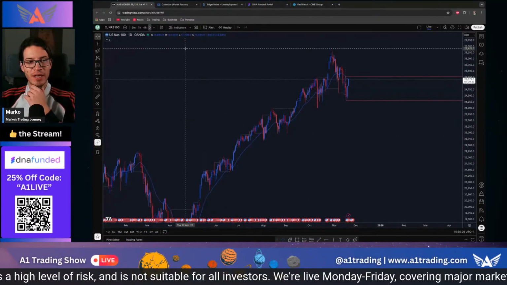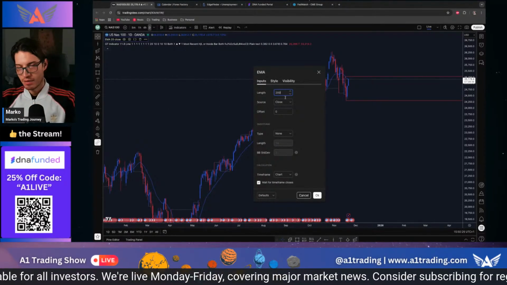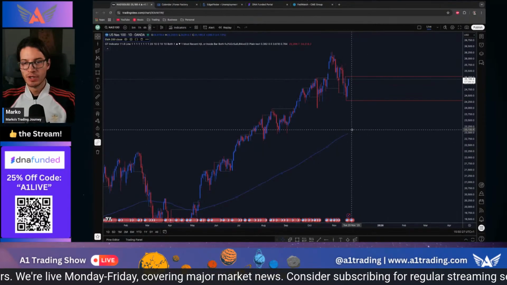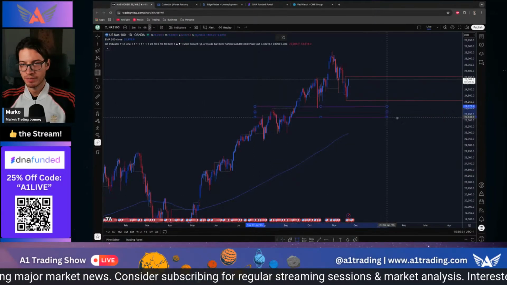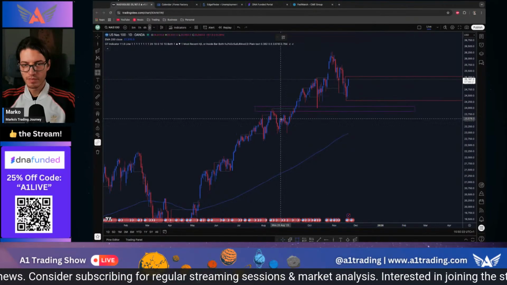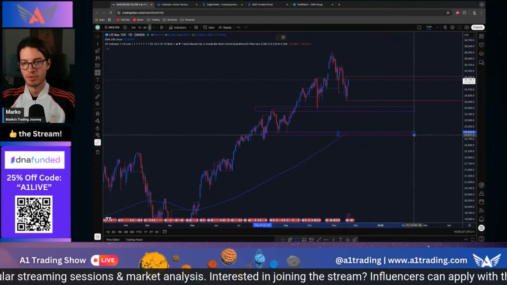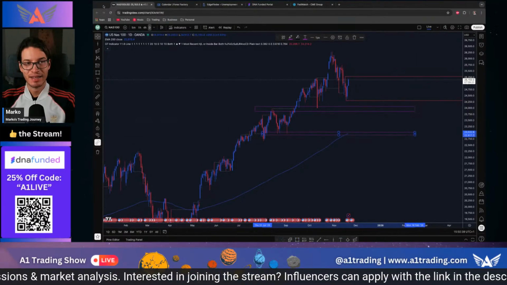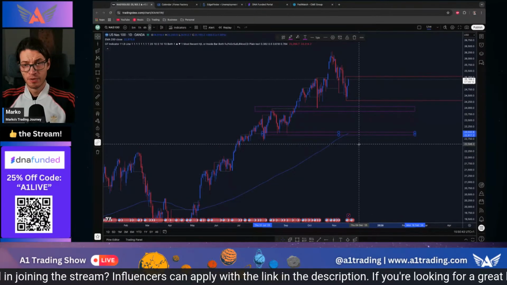So I was looking at the 200 EMA, which was right there. I was looking at 2400 and possibly 2300 as some levels of support where I would like to get in on a nice buy setup. Looks like we're not going to reach that.